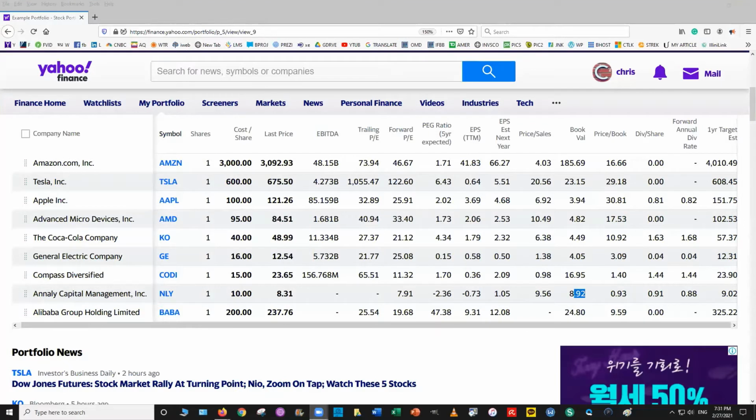Okay, so what we're going to do is go to a technical analysis using Yahoo Finance. And let's take a look a little bit more here. I put together some names for you like Amazon and Tesla and Apple, all the way down to Compass Diversified, Annaly Capital, Alibaba. These are the ticker symbols here. We're going to start with one share, and I just put some prices down here to show you.